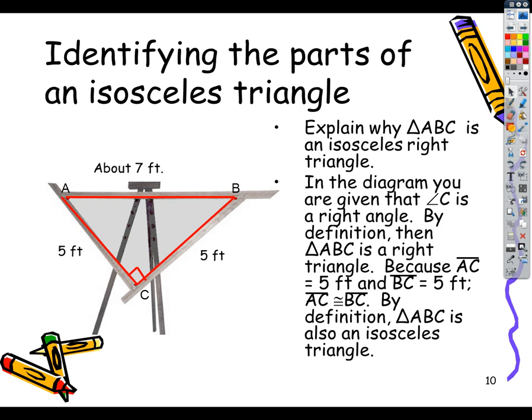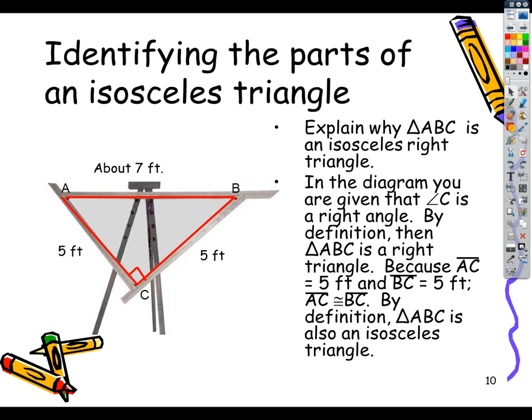Now, is that okay to have a right isosceles triangle? It seems like maybe at first, maybe not. They're different things, but they're not, because those were two different ways of categorizing things. Right? Remember, we categorize triangles by the sides. It's isosceles, right? Because two of the sides are congruent. And then we also categorize triangles by the angles. That's a separate issue, right?